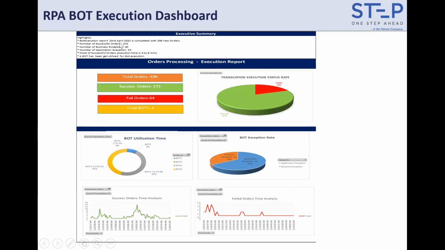What is the execution report for this particular date with this kind of order or transaction volume? How many are succeeding, how many are failing with business exceptions or application exceptions, and are there any major things we need to highlight? Most of the successful orders are waiting between 5 to 6 minutes, which is not acceptable. So whatever analysis you get from these metrics, you need to properly highlight in a dashboard, so that the highlights stand out.